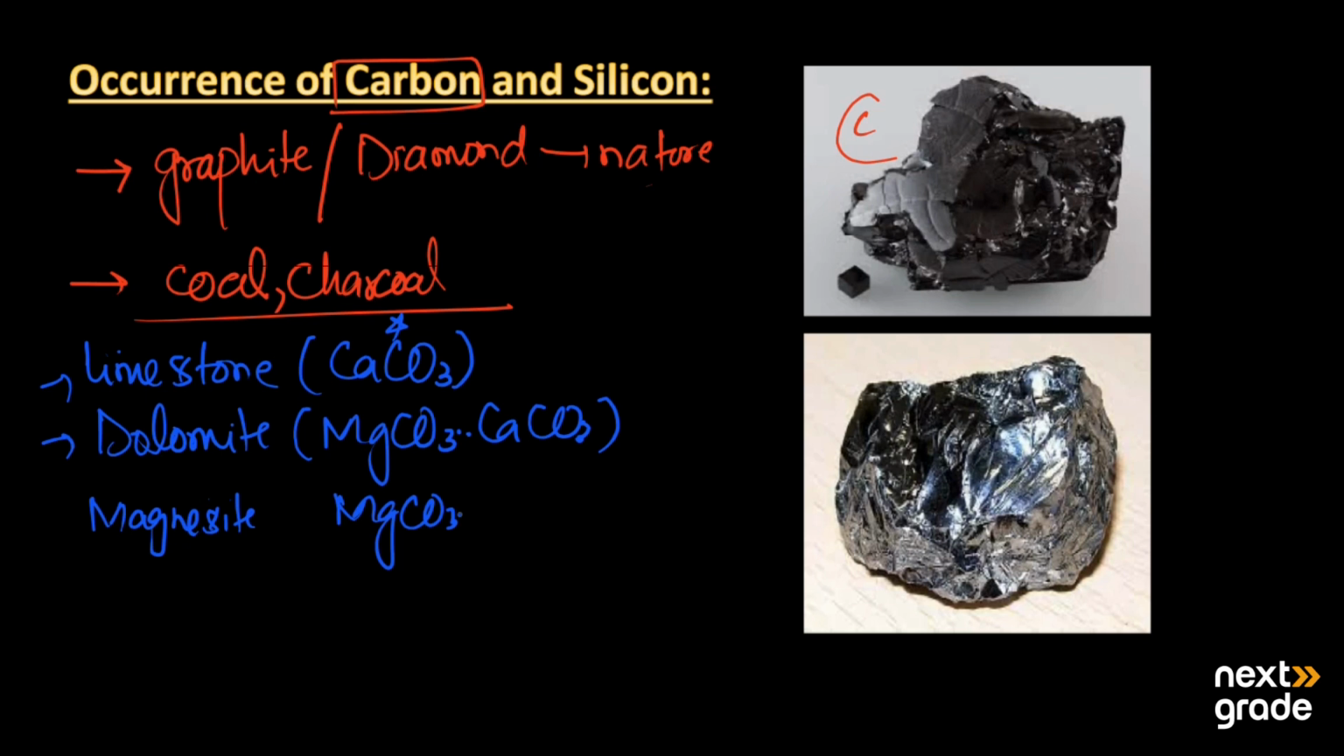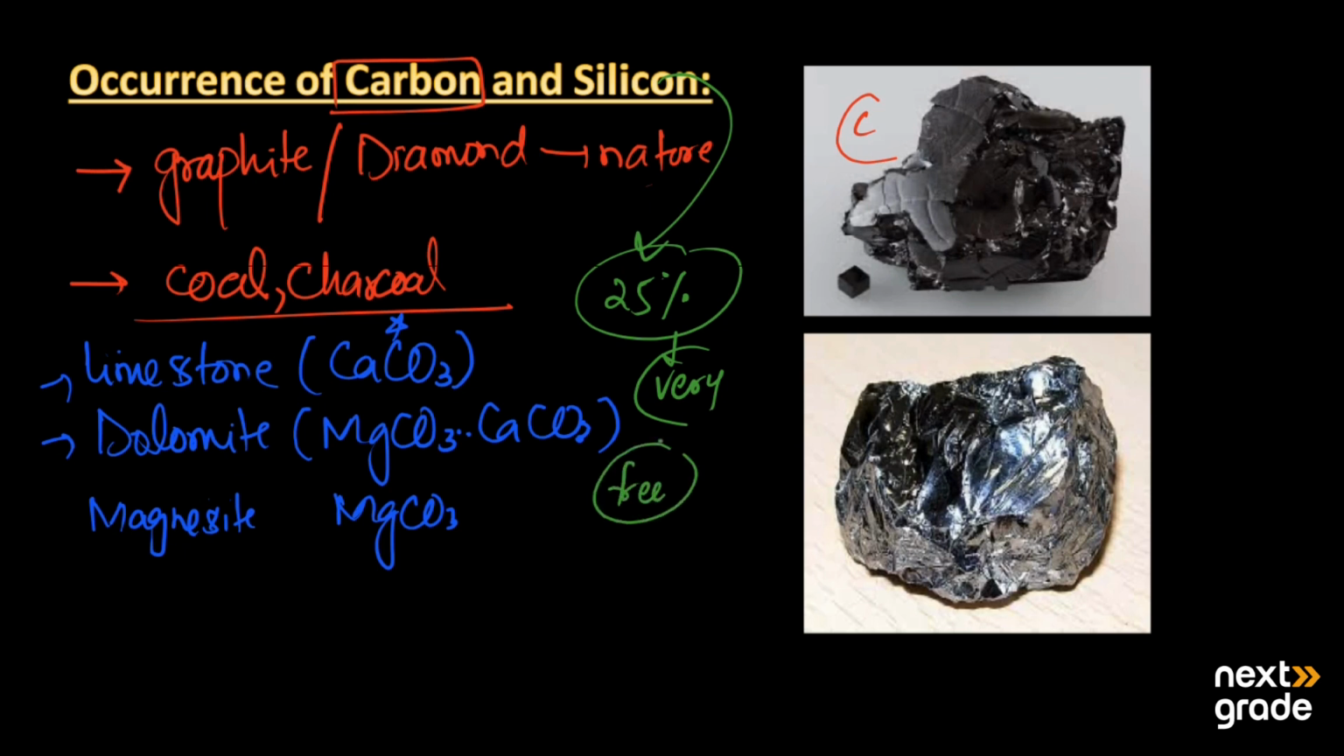After that we have the occurrence of silicon. When we look at silicon, it is very abundant, about 25% of the mass of the earth's crust. It is very abundant in nature. Unlike carbon, silicon is not found in the free state. It is always found in mineral form, and we have a lot of minerals of silicon.